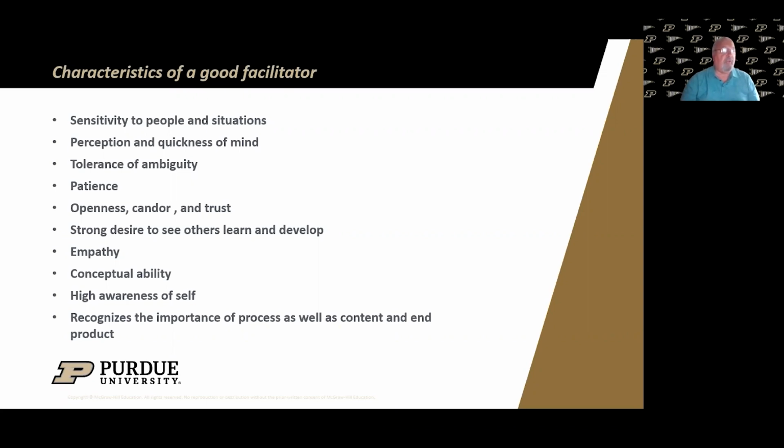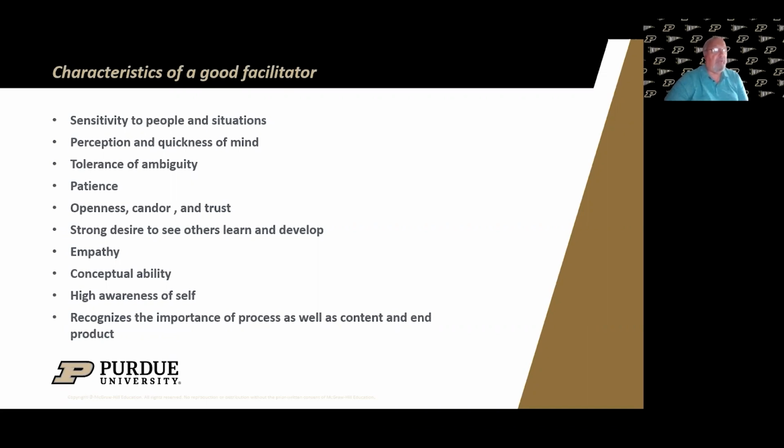A facilitator is an individual that is actually working to engage the group and get them to talk among themselves. There's a strong desire to have others learn, obviously. High awareness of what he or she's doing, then recognizes the importance of the process, because that's critical to be able to go through that and walk through what the facilitation techniques are and understand that.